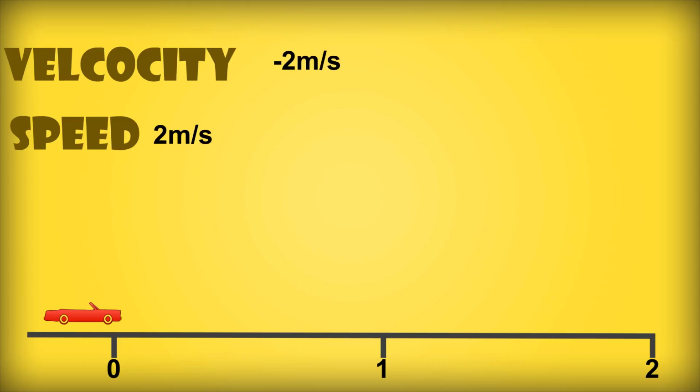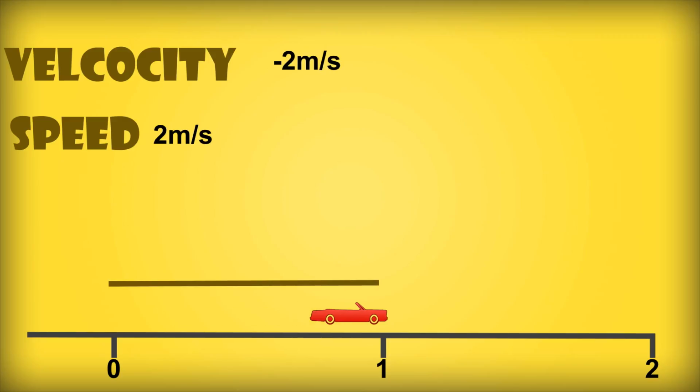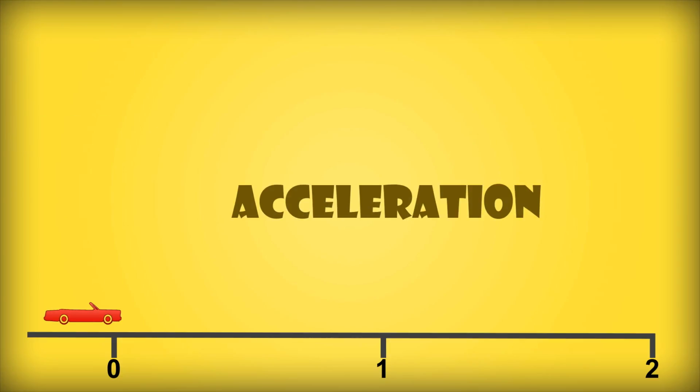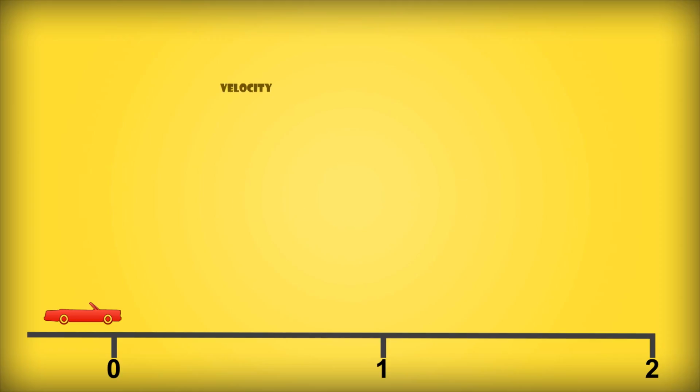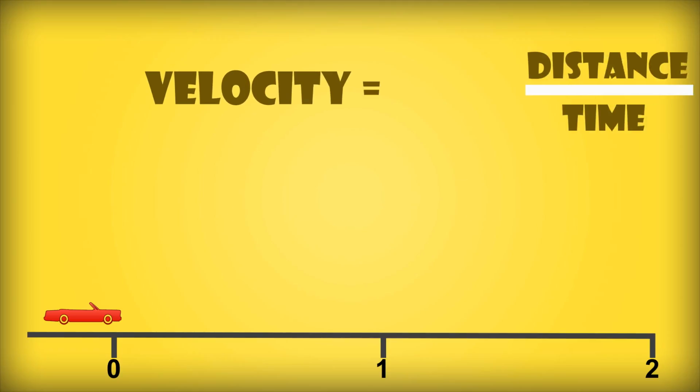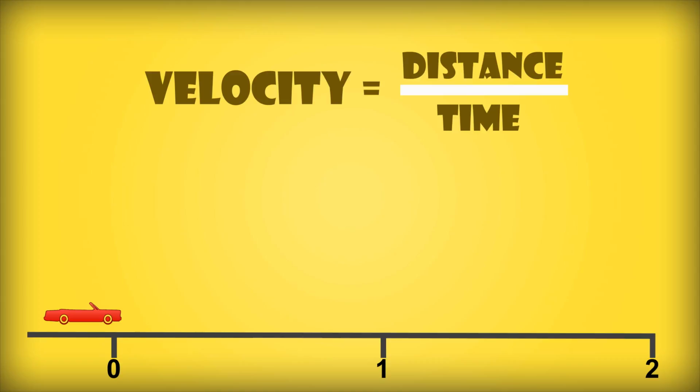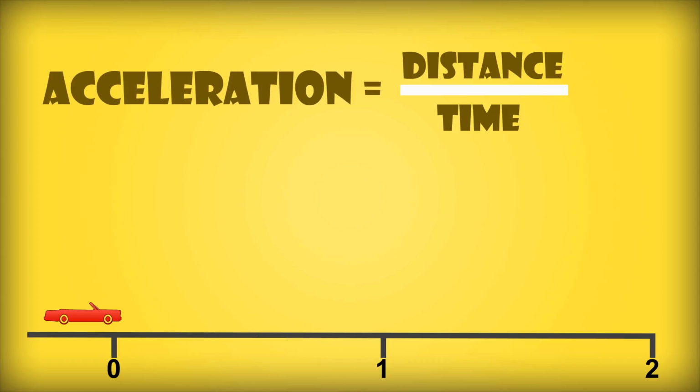And if it were to move forward by 1 meter per 1 second, its speed and velocity would be the same at 1 meter per second. Since it's a straight line motion, there isn't much difference. But when we talk about 2D motion, it'll become more clear, but for now that's all that we need to know. Just like velocity and speed are the change in distance with respect to time, acceleration is the change in velocity with respect to time.